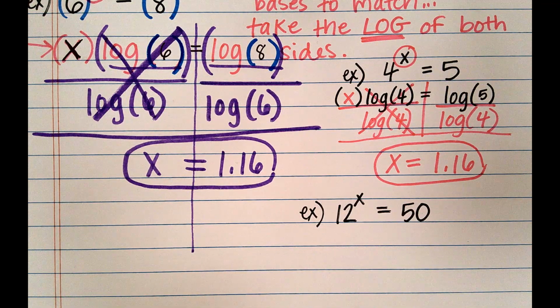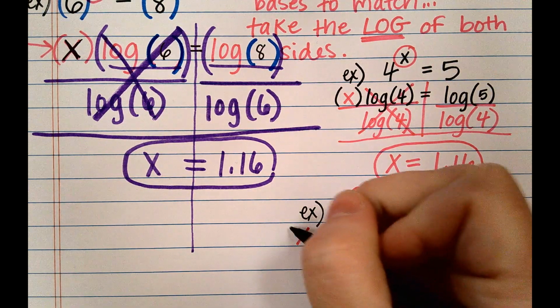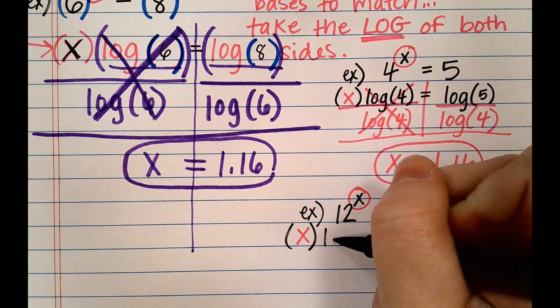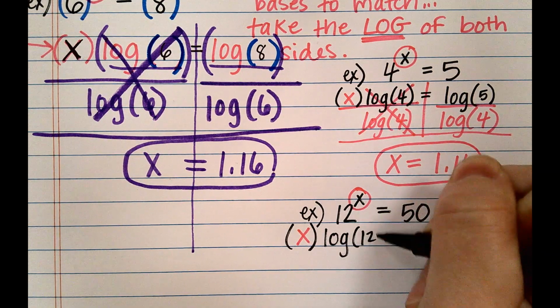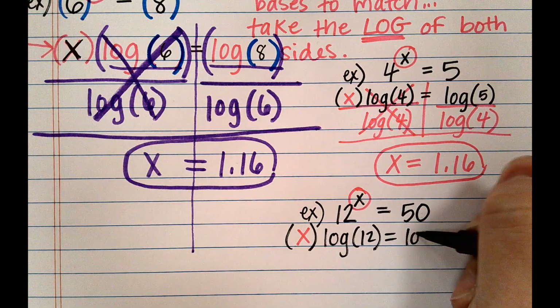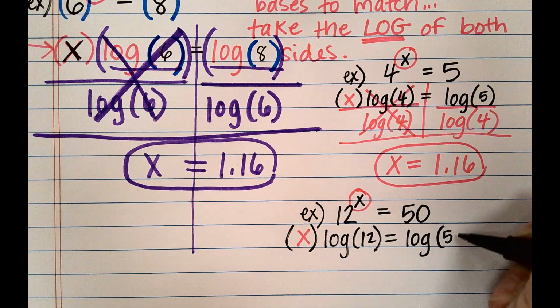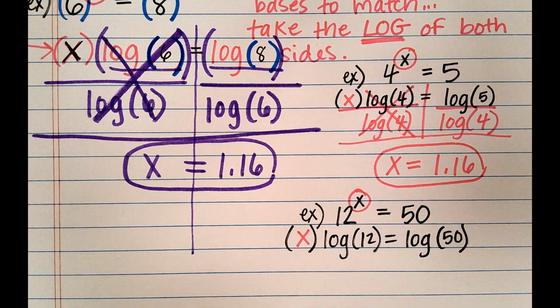Well, 12 to the x power equals 50. What would I do? Start off by rewriting it and bringing your x in the front. So we're going to bring our x to the front, and what are you adding in? X multiplied by the log of 12. Yes, x times the log of 12 equals the log of 50. So we're taking the log of both sides, moving the x to the front.